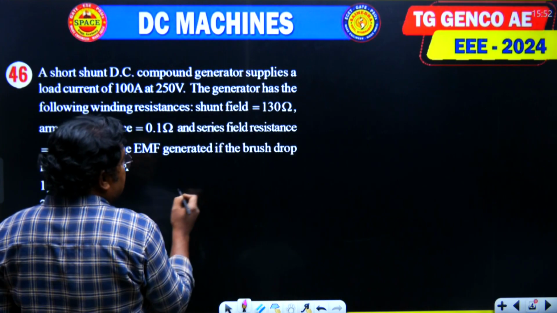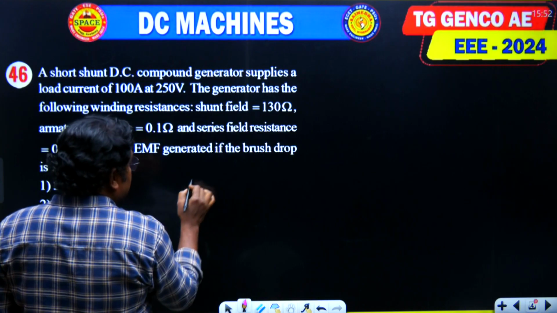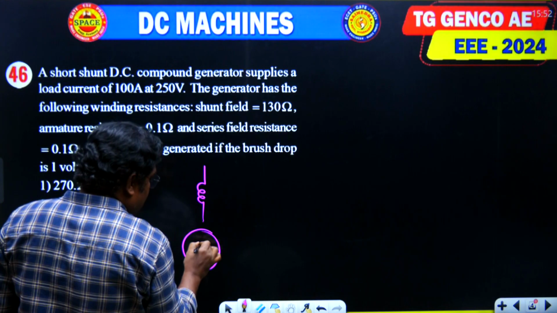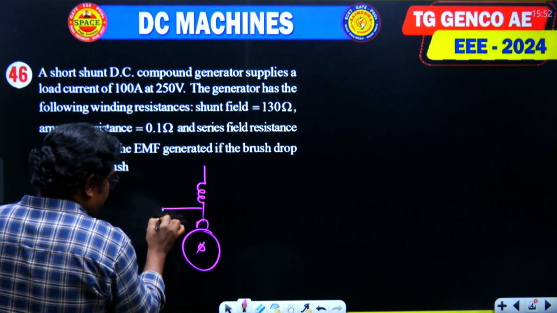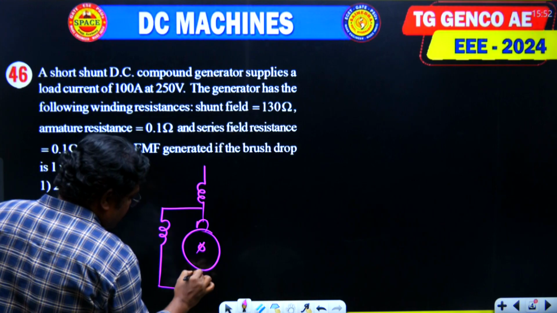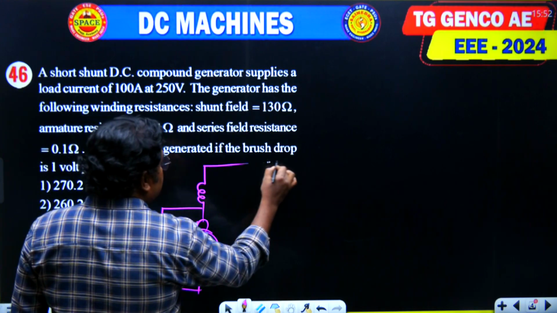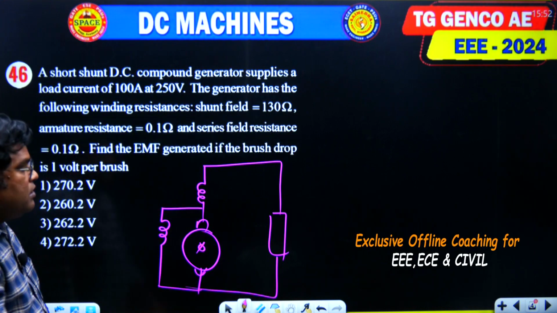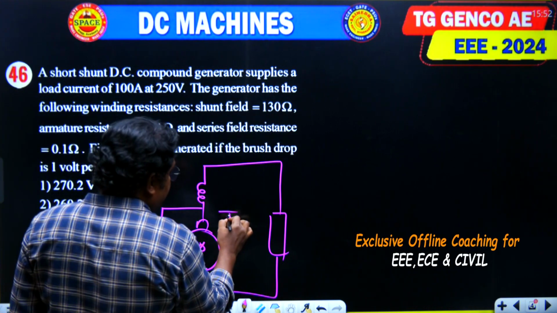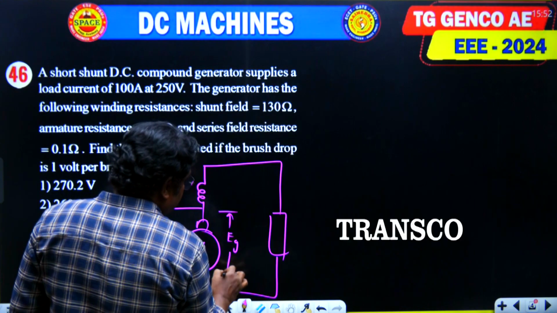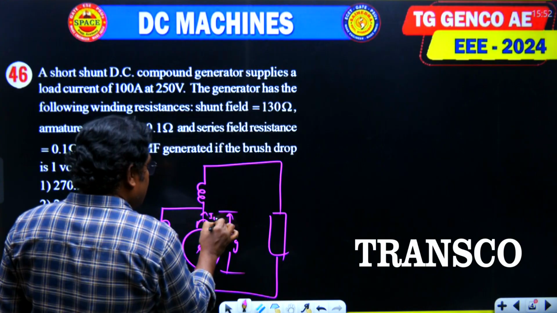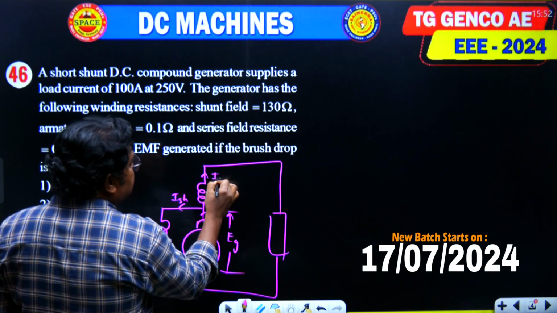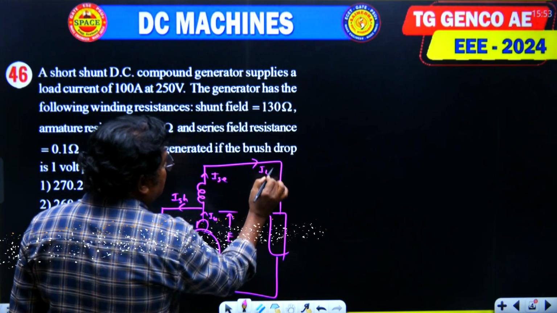Now in the short shunt compound generator, this one is the series field winding, and this one is the armature. The shunt field winding is connected across the armature winding terminals only, and the load is connected across the combination of series field winding and shunt field winding. So we require the generated voltage EG. This one is the armature current, this is the shunt field current, and this current is the series field current, which is also equal to the load current.